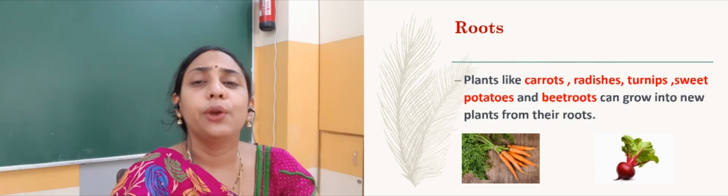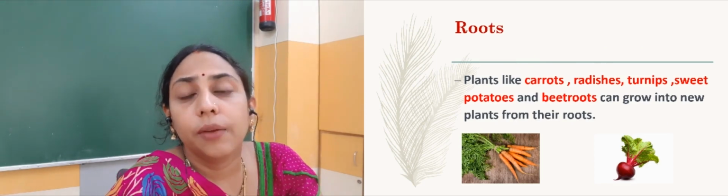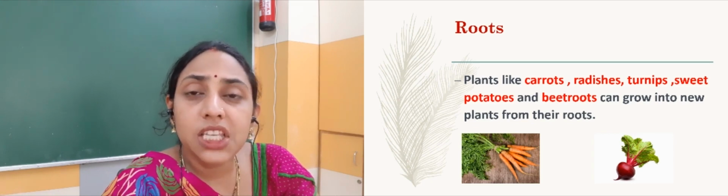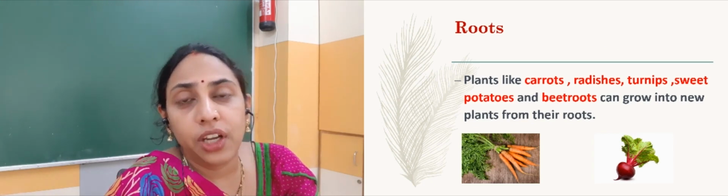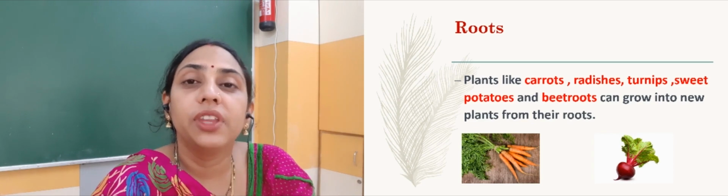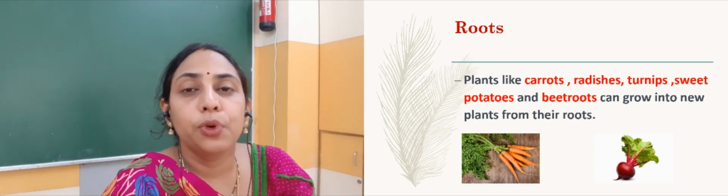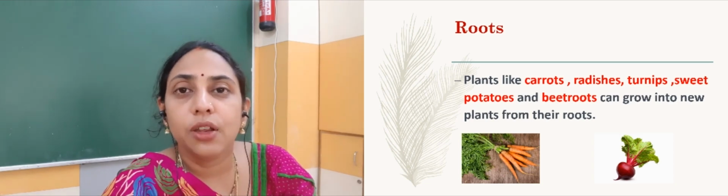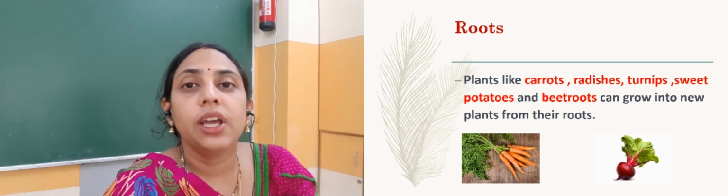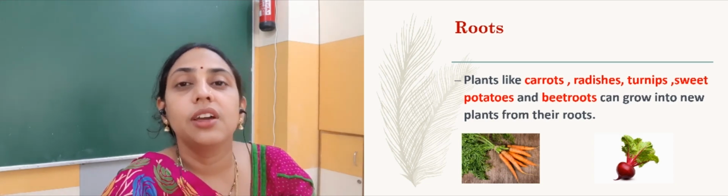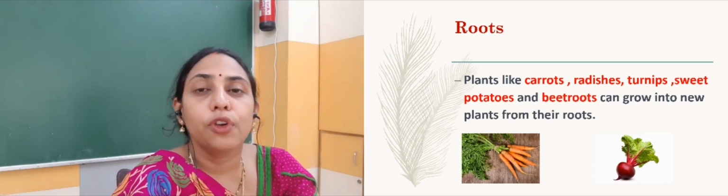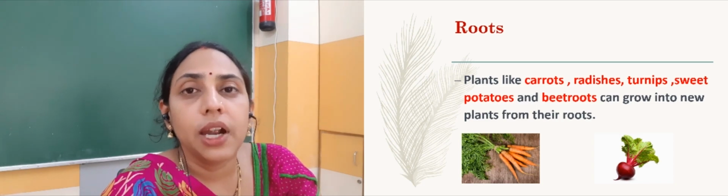So, if we see the roots of plants like carrot, radish, beetroot, turnip, these plants can grow into new plants with the help of their roots. Like, if you put the carrot, that means carrot itself is a root, again in the soil, you can see new plants growing from that carrot, right. So, these plants grow from the root of the plants.